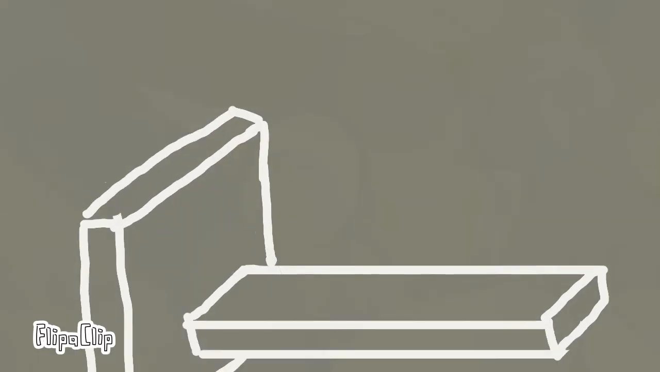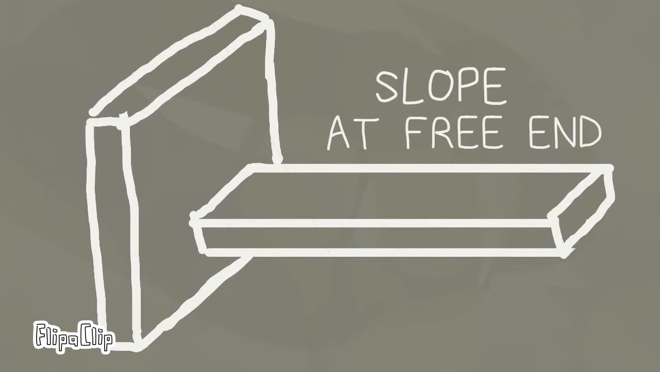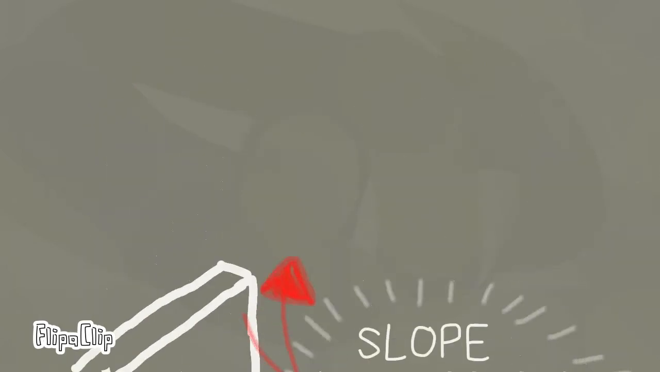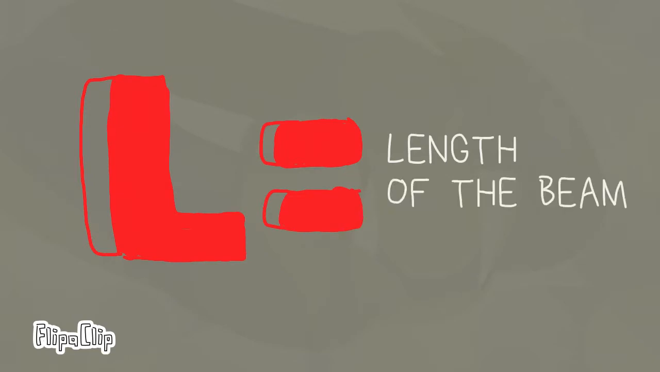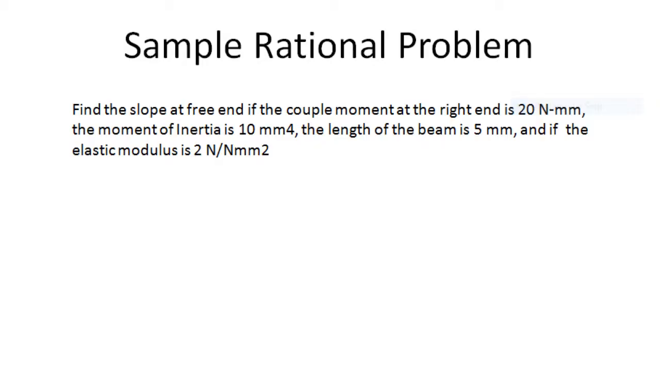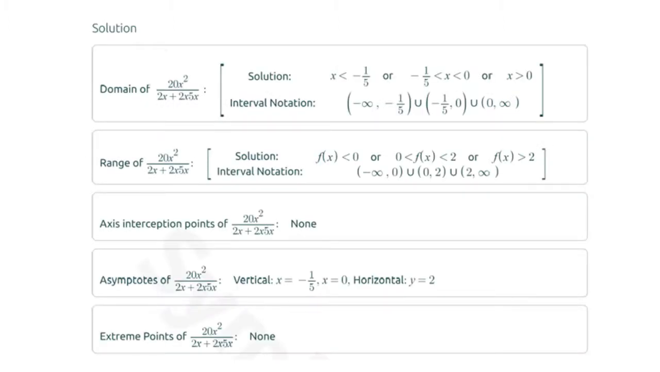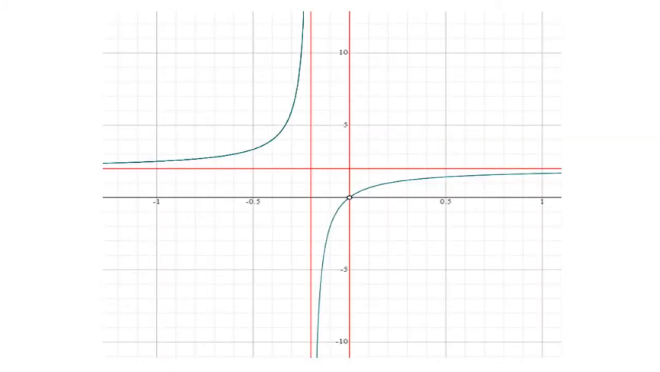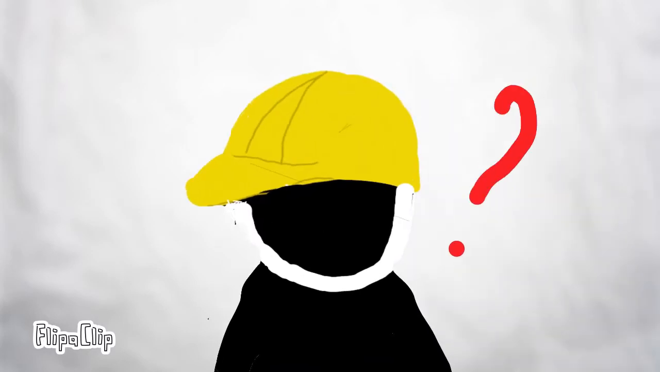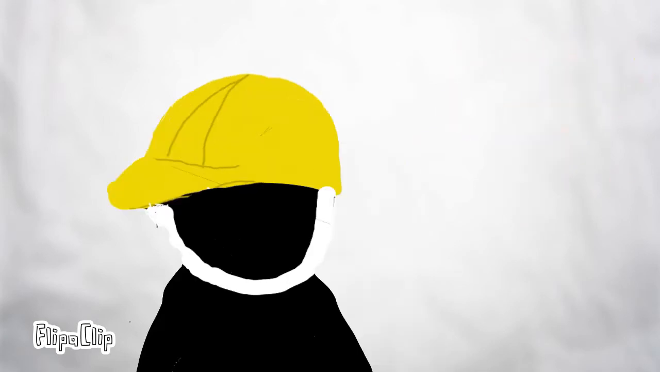Now, to get the slope at the free end of a cantilever beam, you're going to need this formula, which is a rational function, wherein m is a couple moment at the free end, L is the length of the beam, E is the elastic modulus, and A is the area moment of inertia. Now, if it weren't for the use of a rational function type of formula, imagine how civil engineers would be able to find what is being asked.